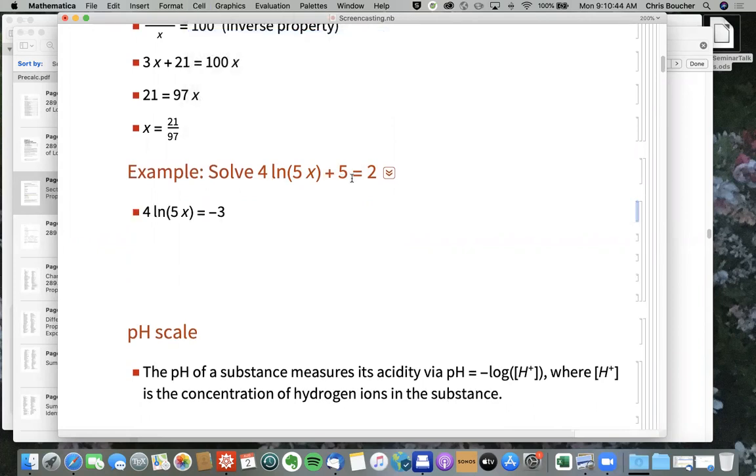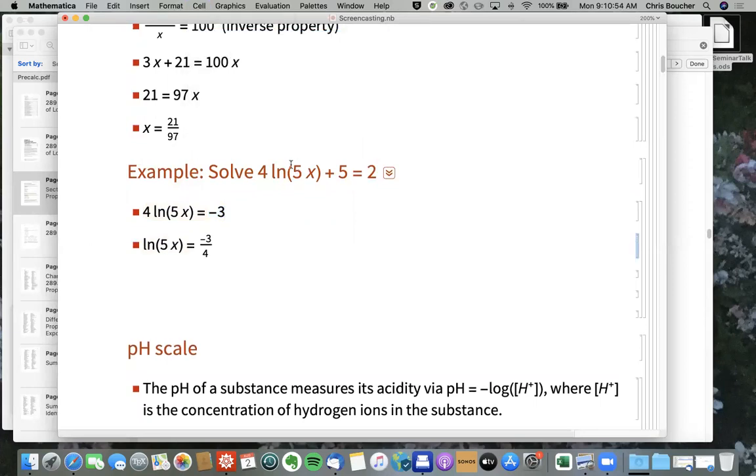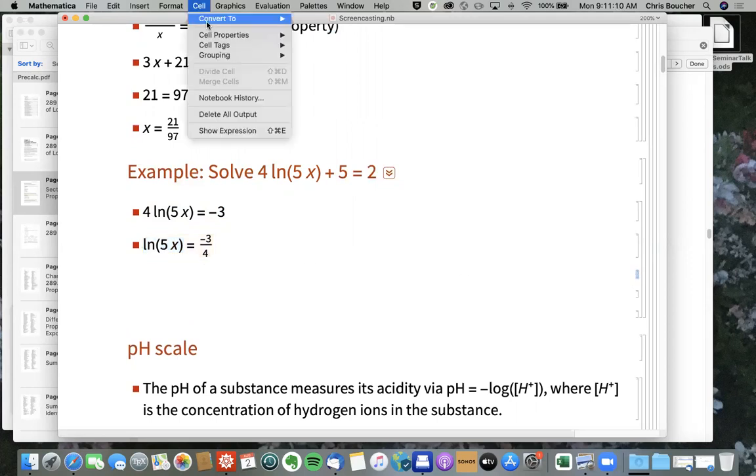So when I subtract 5, 2 minus 5 is -3 on the right. And then I will divide by 4, again trying to isolate that logarithm. So it goes away on the left and it shows up in the denominator on the right. And now I'm ready to exponentiate, right? I have just a logarithm by itself on one side, and the appropriate base is e, because the natural log is log base e. So I'll raise e to both sides of the equation.